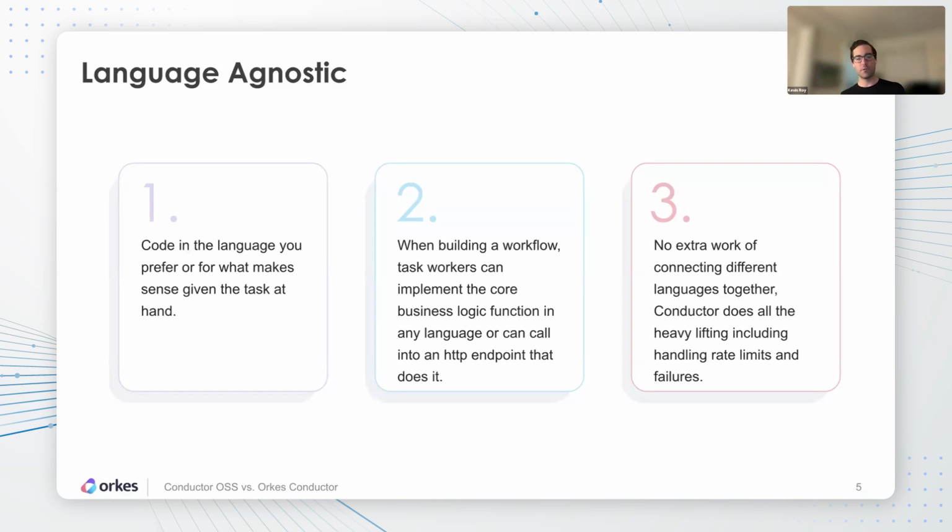Being able to code in the language that is comfortable to you, it's what you excel at, or it's what the task or application calls for. You can code in Java, JavaScript, C#, Clojure, Golang, and Python with Orkes, or with Conductor rather. And when you're building a workflow, task workers can implement the core business logic function in any language, or can call into an HTTP endpoint that does it.